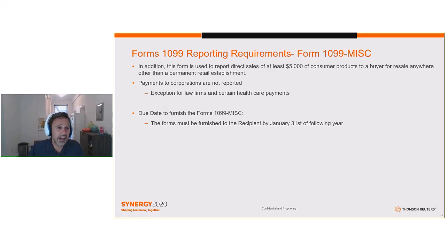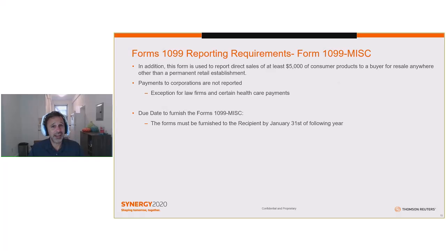So in addition to the items reported on the last slide, this form is also used to report direct sales of at least $5,000 of consumer products. I think the key point on this slide, and this is a question I get quite often, is payments to corporations. Payments to corporations are not reported on a 1099 with the exception of law firms and healthcare payments. I think this is a key question we get quite often.